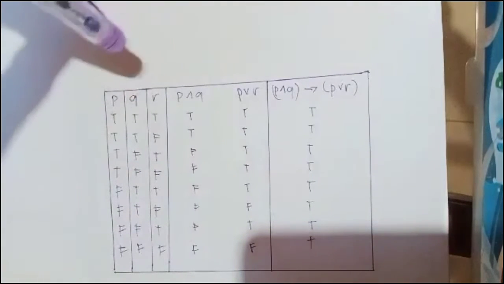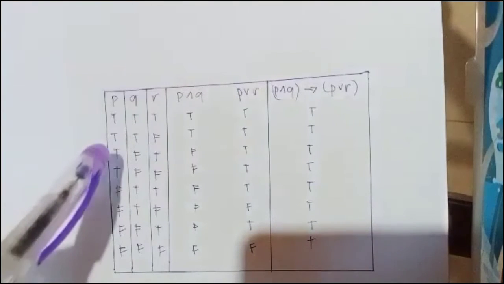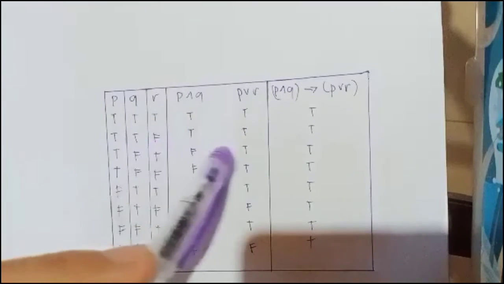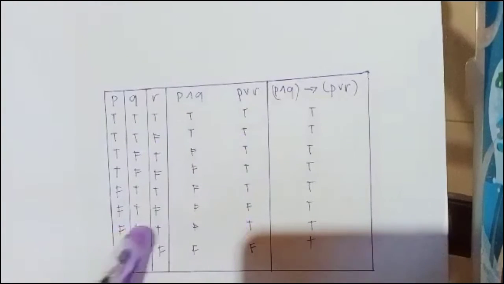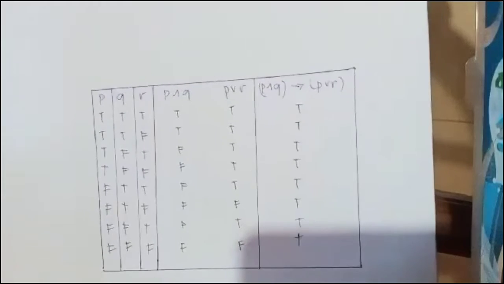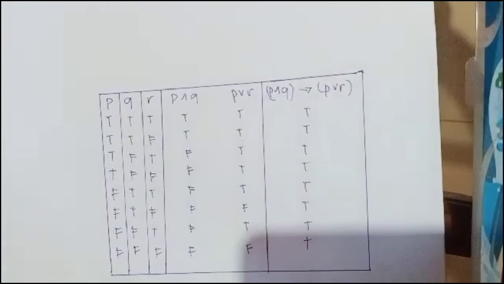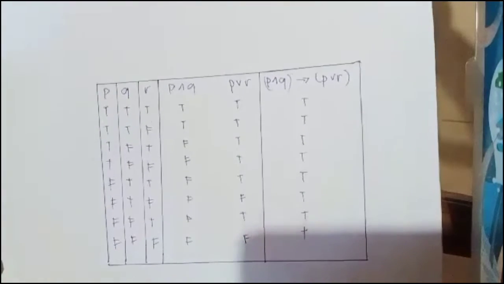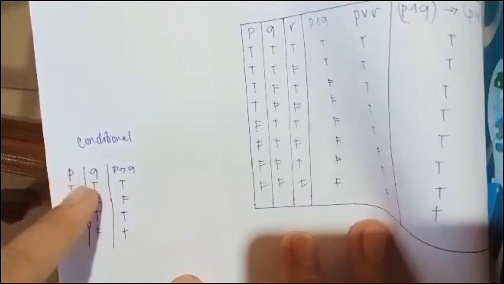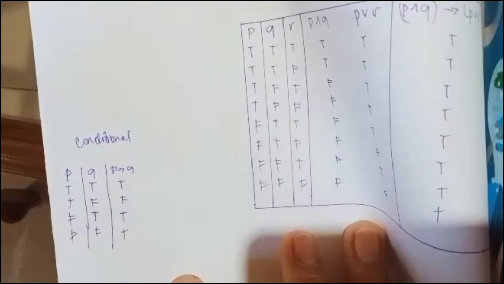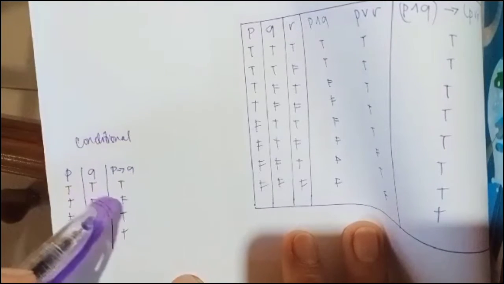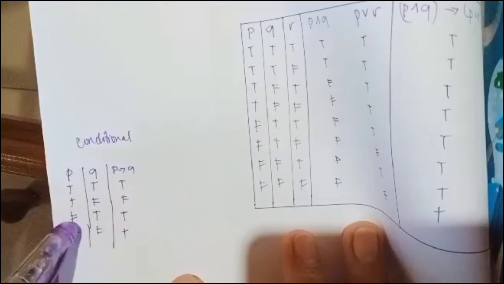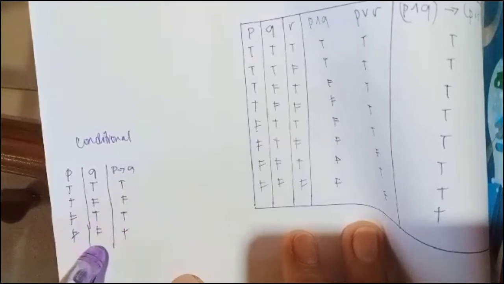So here the value of P or R, I look at the first row, this is true, true, so true. True, false is true, and then true, true, false, true, false. And then here at the last column, which is P and Q implies P or Q, this is the table of conditional. So here, this is the P and the Q. If P is true and Q is true, the implication is true. If P is true and Q is false, then the implication is false. If P is false and Q is true, then it is true. If both are false, it is true.